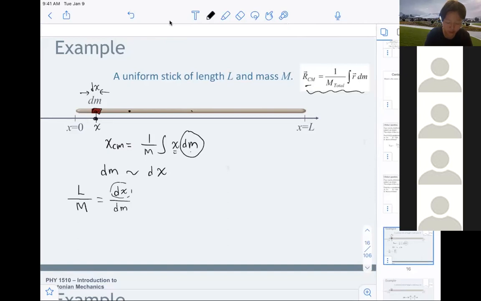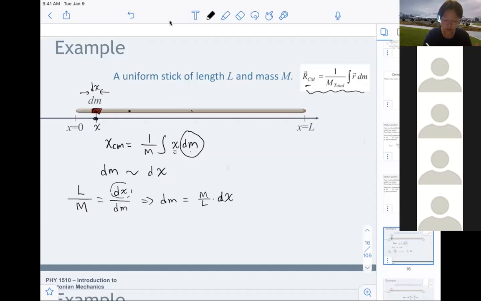So dm over dx is proportional to M over L. So you can get dm is M over L times dx. Okay, so quickly, you can do a proportion and you get the answer.